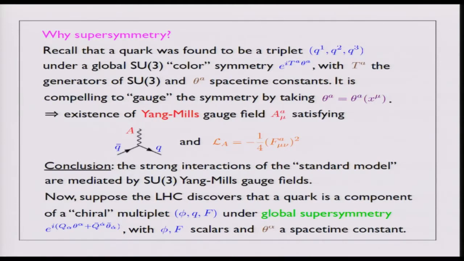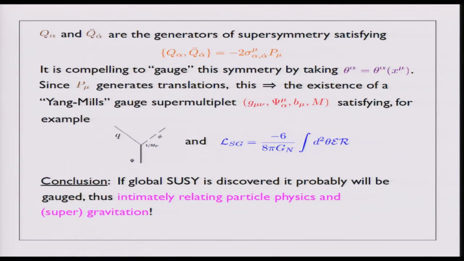And again, when you first do this, it seems to be a global symmetry where the parameters of this theory, which now are two-component spinors, are space-time constants. However, these generators have a funny closure. They close not into themselves, but into a vector, and in fact, it's the vector of translations. So once again, it's compelling to gauge this symmetry, for the reasons I said before, by taking these spinors to depend on space-time. But if you do that, since P_mu generates translations, this implies the existence of a Yang-Mills gauge supermultiplet, which has gravity in it, a gravitino, and then two auxiliary fields as well, which, as before, have some minimal coupling.